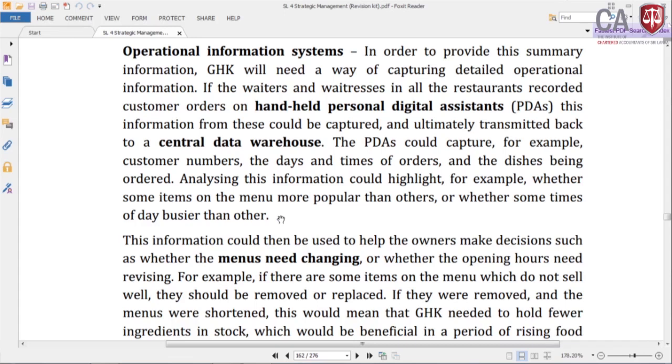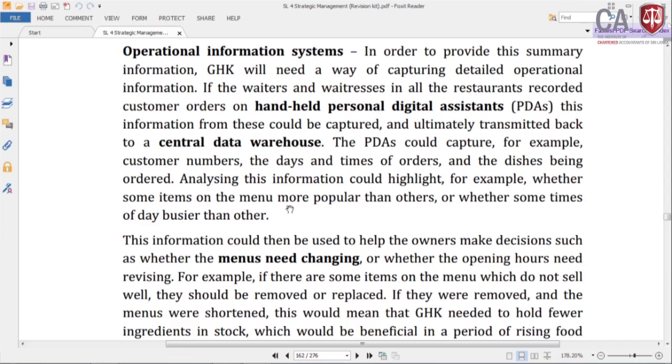Then another one you can have is an operational information system. We will look at what an operational information system is. In order to provide this summary information, GHK will need a way of capturing detailed operational information. If the waiters and waitresses in all the restaurants recorded customer orders on handheld personal digital assistants, this information could be captured and ultimately transferred back to a central data warehouse. The PDAs could capture, for example, customer numbers, the day and times of orders and the dishes being ordered.